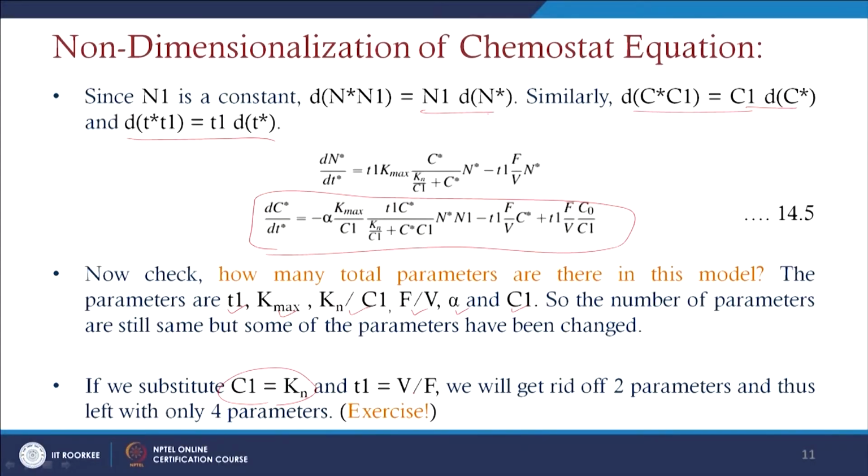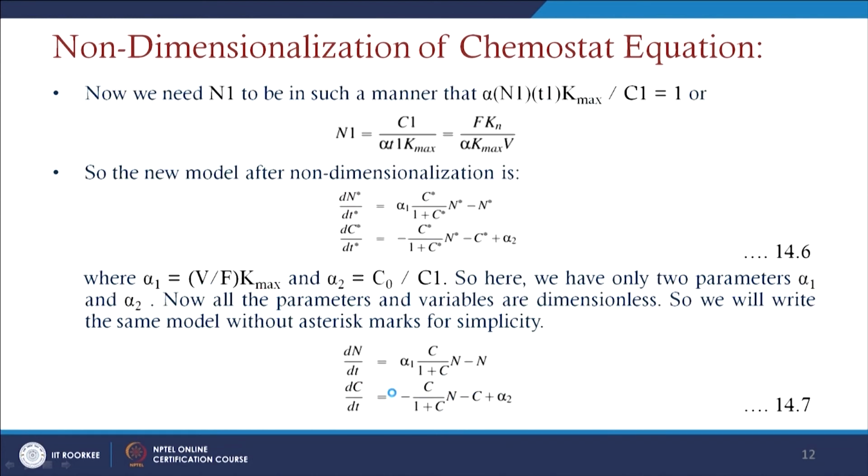So, if we replace this Kn by C1 here and T1 by V by F, we will get rid of 2 parameters here, and thus we will be left with only 4 parameters. And now, if we proceed, we can consider N1 in such a fashion that alpha N1 into T1 into K max by C1 equals 1, suppose, for a particular case. Then N1 can be calculated as C1 by alpha T1 K max, which can also be written as Fkn by alpha K max into V.